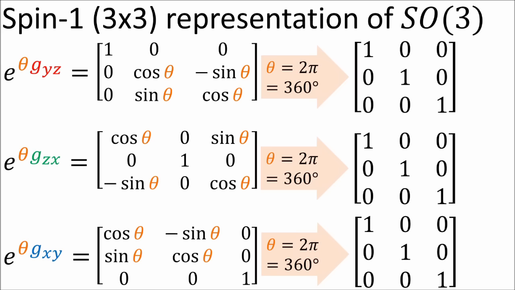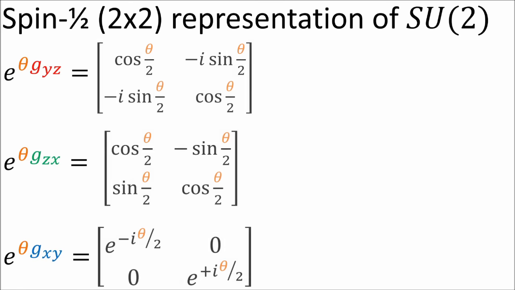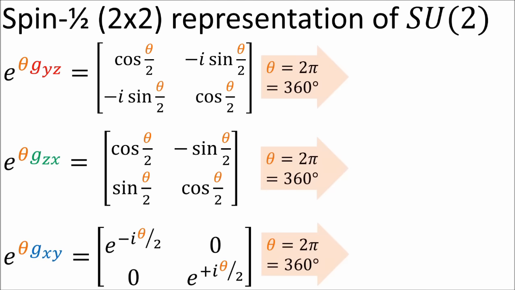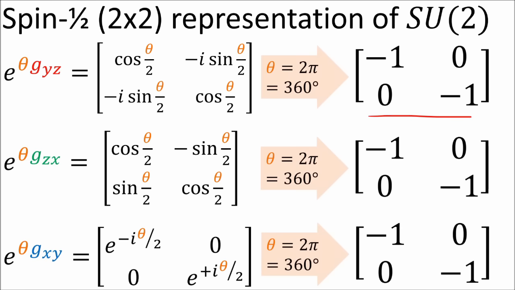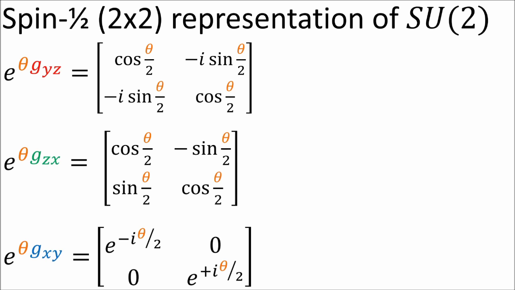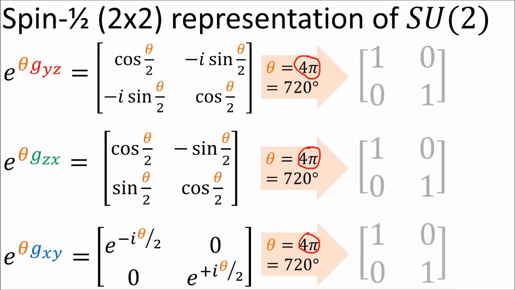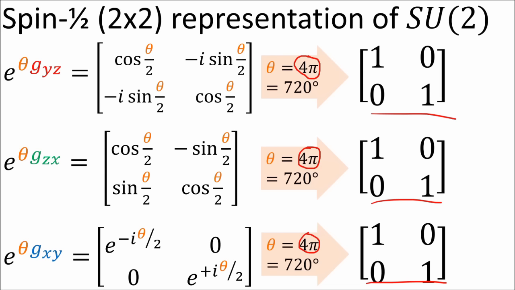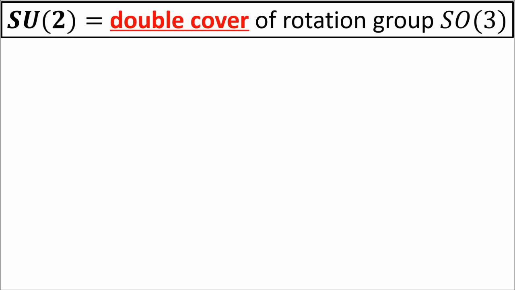Now, if we take our SU2 rotation matrices and rotate by an angle of 2 pi, we actually get negative identity matrices. So if we rotate a Pauli spinner by 2 pi, we get the negative version of that spinner. It takes a rotation angle of theta equals 4 pi to get identity matrices. So spinners require a rotation of 4 pi to come back to their original position. The reason for this is that the SU2 Lie group is the double cover of the SO3 Lie group.